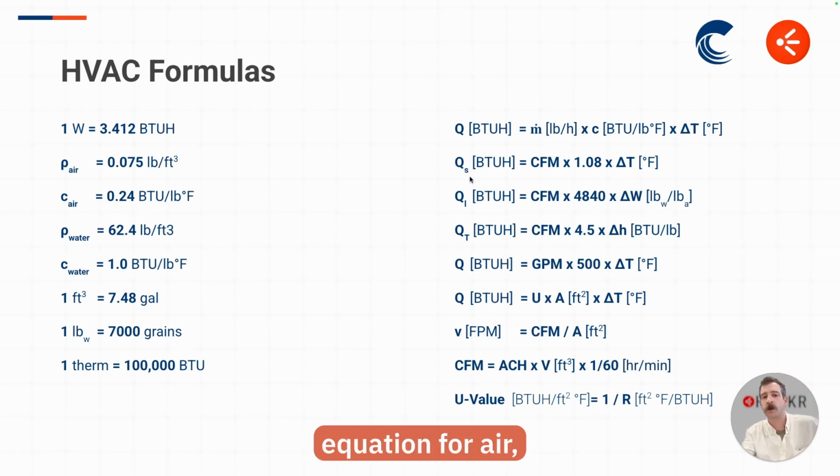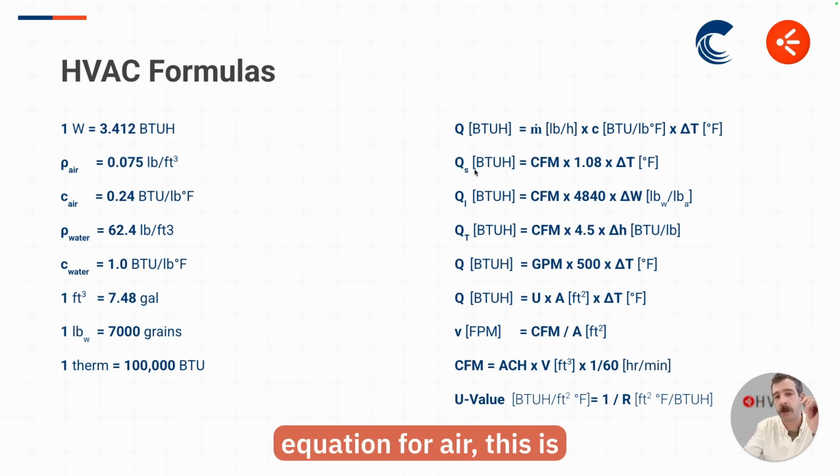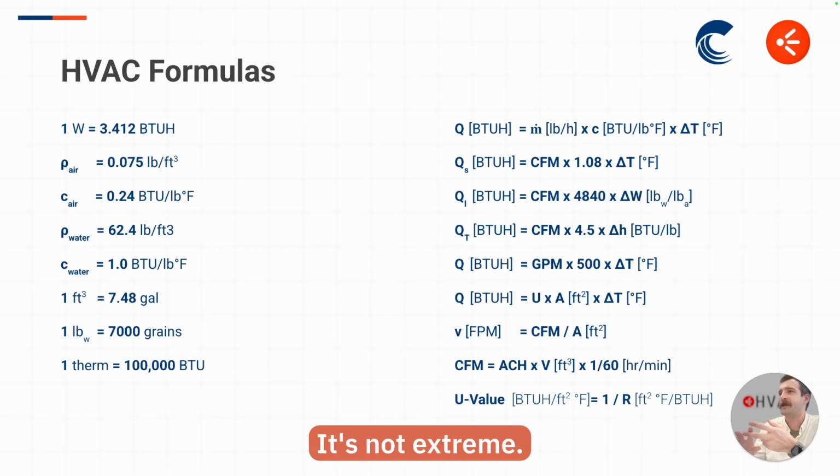So the sensible heat equation for air, CFM times 1.08 times delta T, is a quick way to say: I have this much airflow, and this is the temperature difference between the discharge air and my set point. How much sensible load am I handling here? This is for sensible load only, because we're using dry bulb delta T. And this 1.08 has a lot of assumptions baked in, like it's sea level and our air density is at like 70 degrees. It's not extreme.